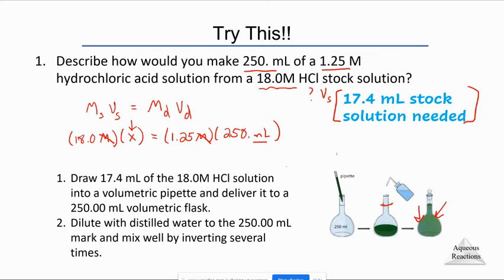So you're going to need to be able to do calculations like this, and you're going to need to be able to explain using proper glassware how you would perform a dilution. That's it.